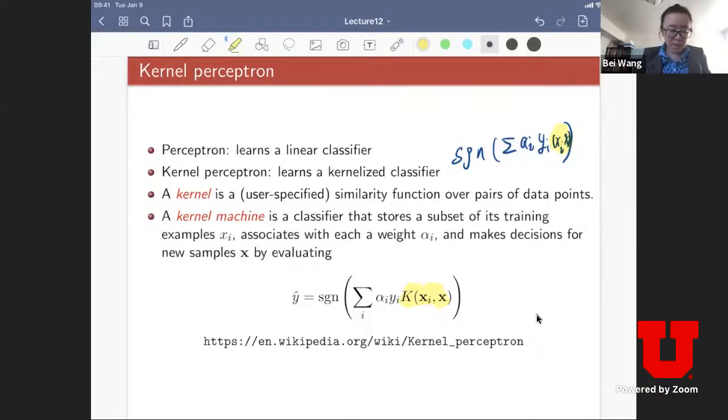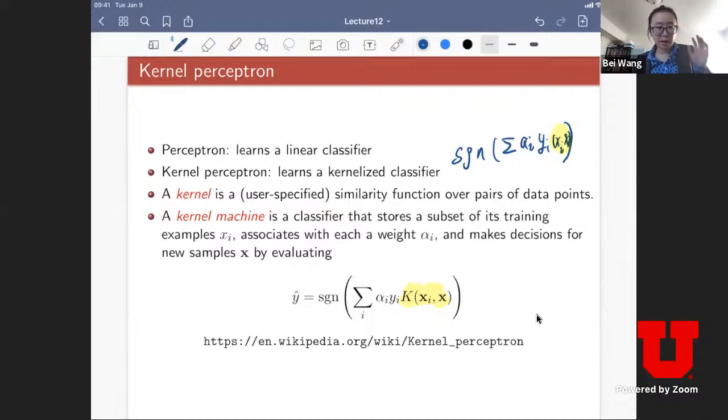So what's happened is that in the classic perceptron algorithm, which we just saw, it's trying to learn a linear classifier, which is this line. Now, if I replace what I highlighted in yellow with a kernel function, the kernelized version of the perceptron algorithm is to try to learn a kernelized classifier, okay? So again, a kernel is a user-specified similarity function over pairs of data points, okay? And we're going to see multiple different forms of kernel. So it just defines a similarity measure between points.